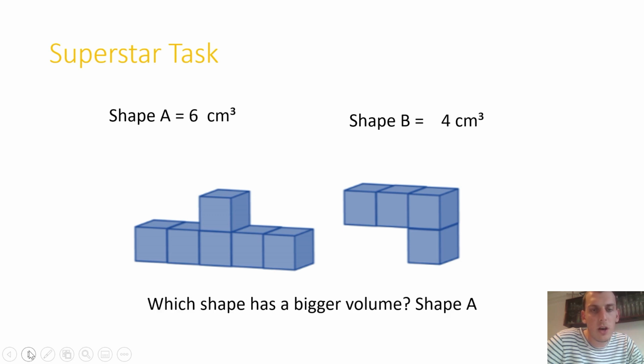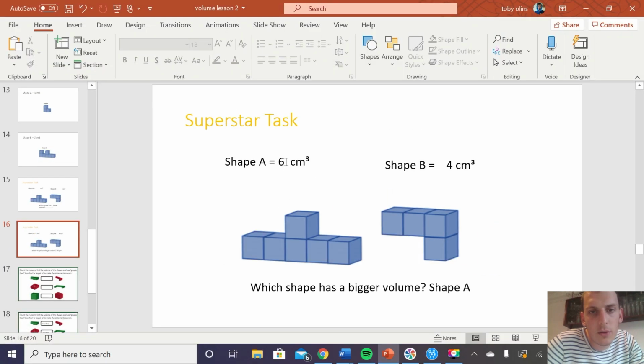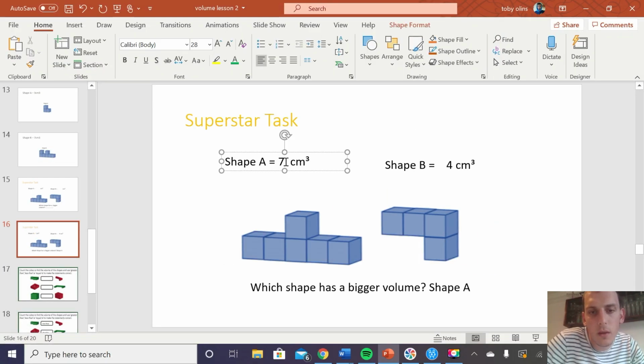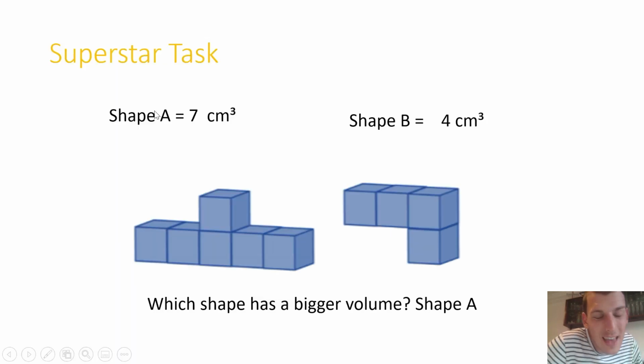Excellent, superstars. So this one, shape A, does not have a volume of 6, it has a volume of 7. I apologize. Okay, so shape A has a volume of 7 centimeters cubed. Shape B has a volume of 4 centimeters cubed. So then to work out which one is bigger, you need to see which is the biggest number. Now 7 centimeters cubed is bigger than 4 centimeters cubed. Therefore, shape A has the biggest volume.